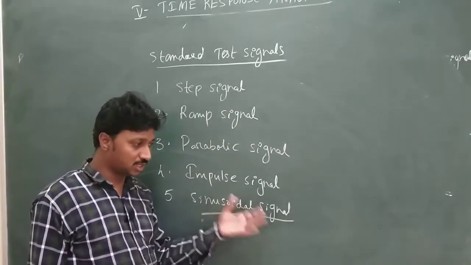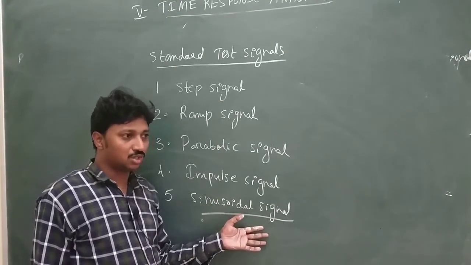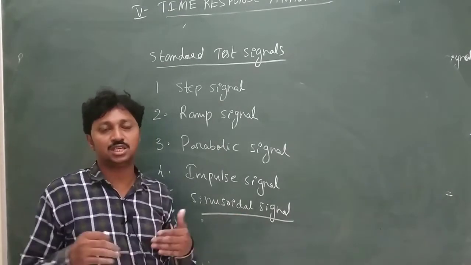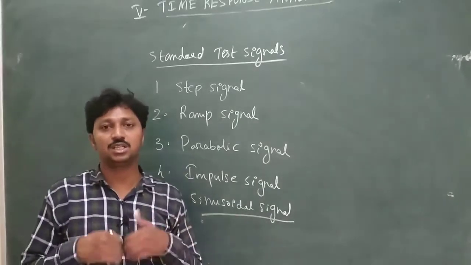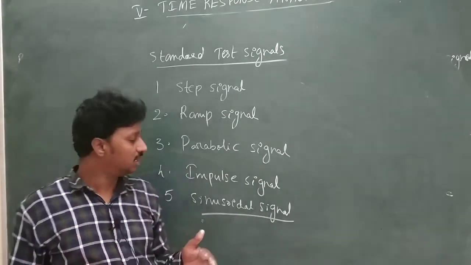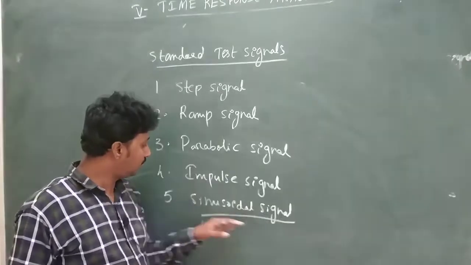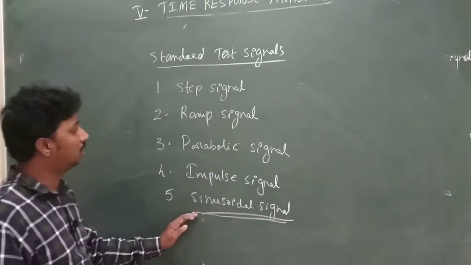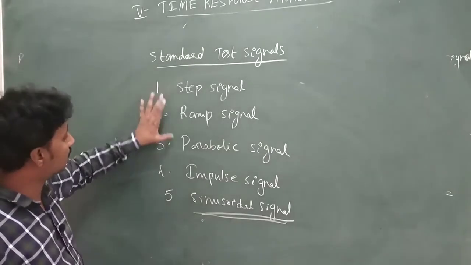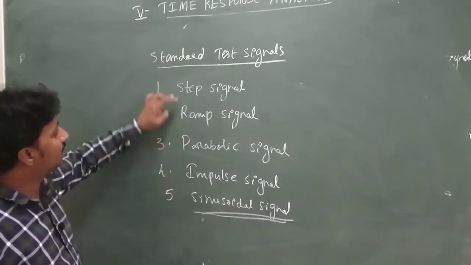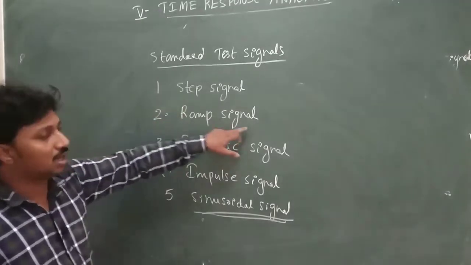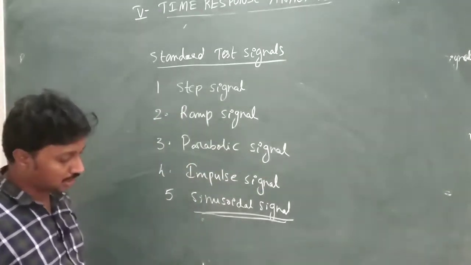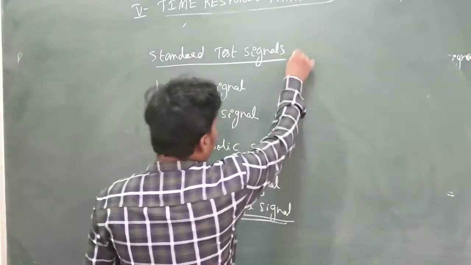In frequency response analysis, our control systems deal with frequency. See, in all communication and control systems, we are interested to deal with the frequency. There we are going to study the sinusoidal signal. At present, we are going to study these four input signals: step signal, ramp signal, parabolic signal, and impulse signal. So first we see the step signal.